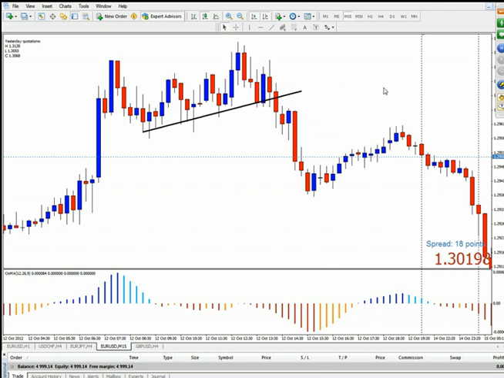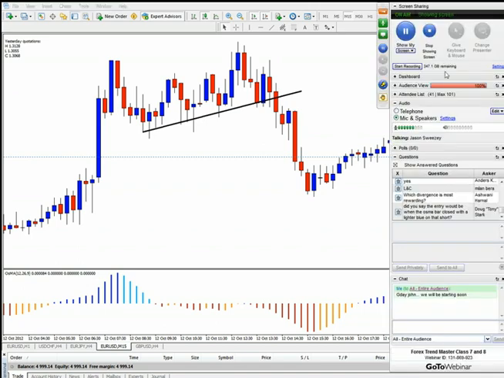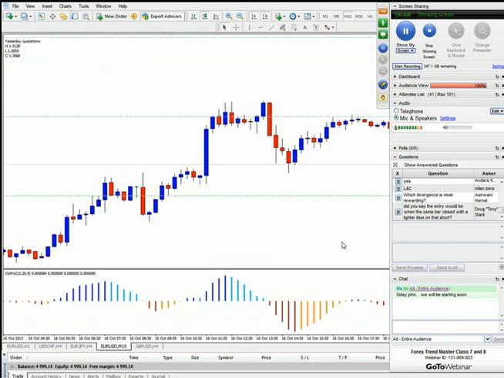Okay? So anyway, I'm going to go back to the hidden divergence again, but I just wanted to show this quickly. Do we have any questions on how to enter with the OSMA? Yes, Doug, that's it, yes. You go back to that trade.